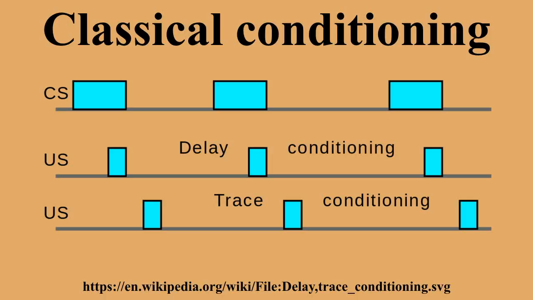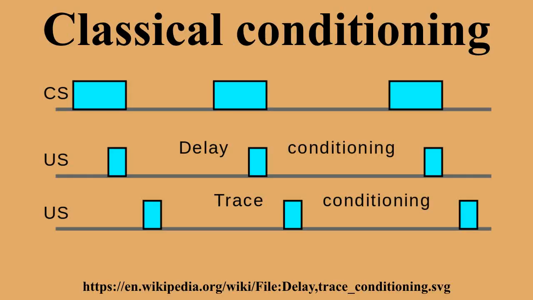For example, if you sound a buzzer for 5 seconds and then, a second later, puff air into a person's arm, the person will blink. After several pairings of the buzzer and puff, the person will blink at the sound of the buzzer alone. The difference between trace conditioning and delay conditioning is that in the delayed procedure the CS and US overlap.